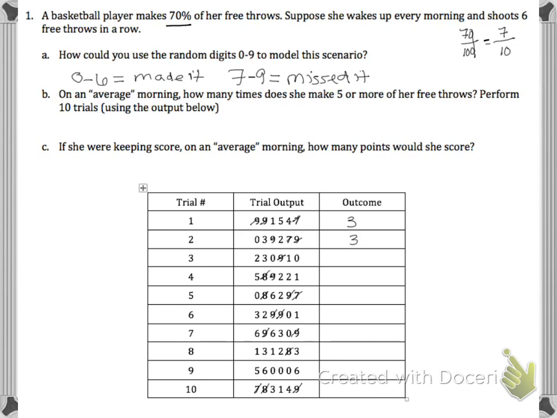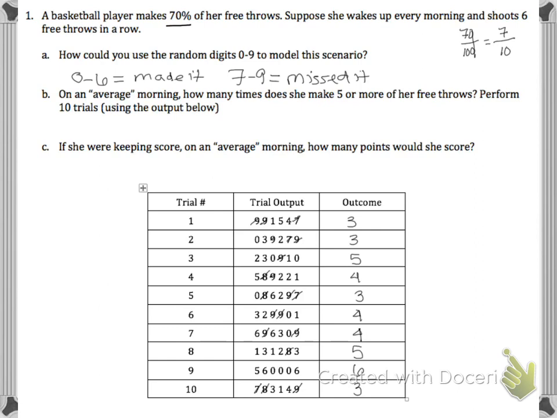This is 3, 5, 4, 3, 4, 4 again. If I can write the number 4, let's get rid of that. My goodness. I'm going to try that one more time. I don't know why it took me so many tries. There's another 4. This one is 5. Here she got all 6. And here she only got 3.